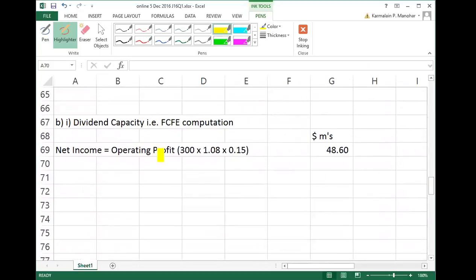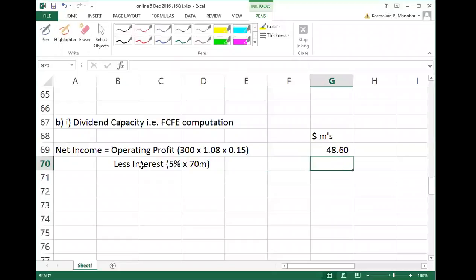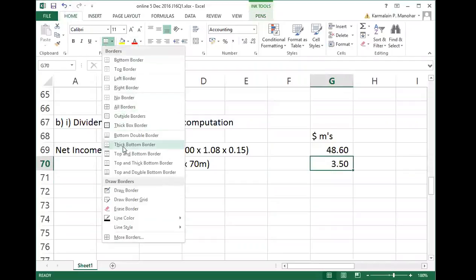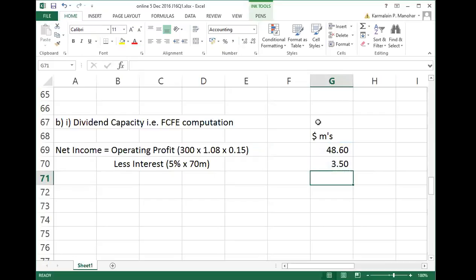Interest and tax, operating profit. Less interest. 5% times 70,000. Come on, we could work faster than this. That's 70 in millions, yes. Equal 0.05 times 70. What do we got? 3.5 million. And tax. Well, we should less that and get some subtotal. Equivalent minus that, 45.1.